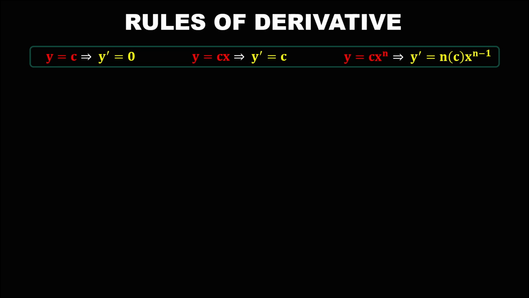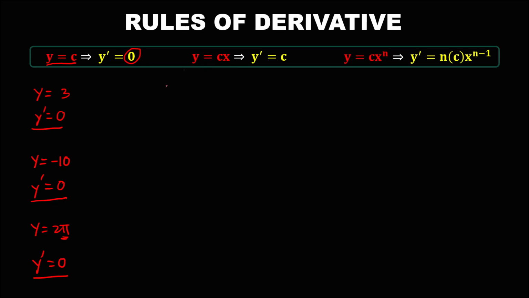So for the rules of derivatives, the first rule: the derivative of a constant is equal to 0. So if we have y equals 3, the derivative, that's y prime, is equal to 0. Then if we have y equals negative 10, the derivative is equal to 0. Then if we have y equals 2 pi, since pi is a constant, therefore the derivative is equal to 0.